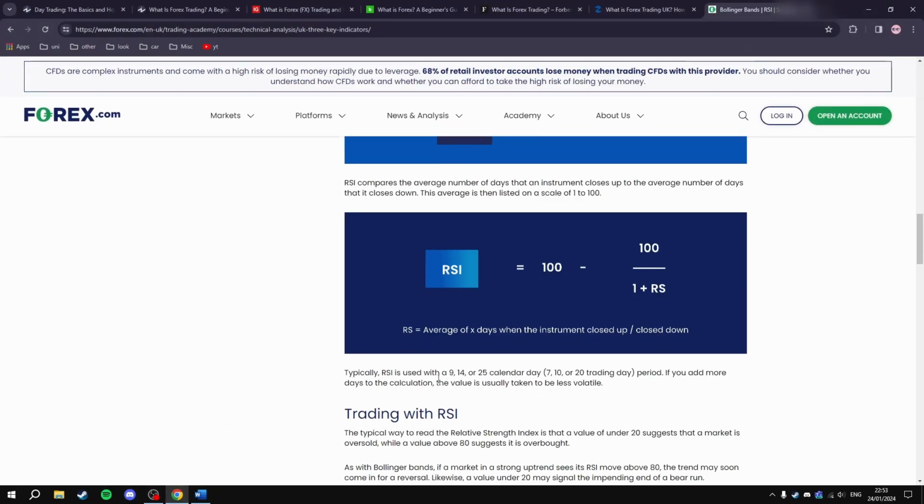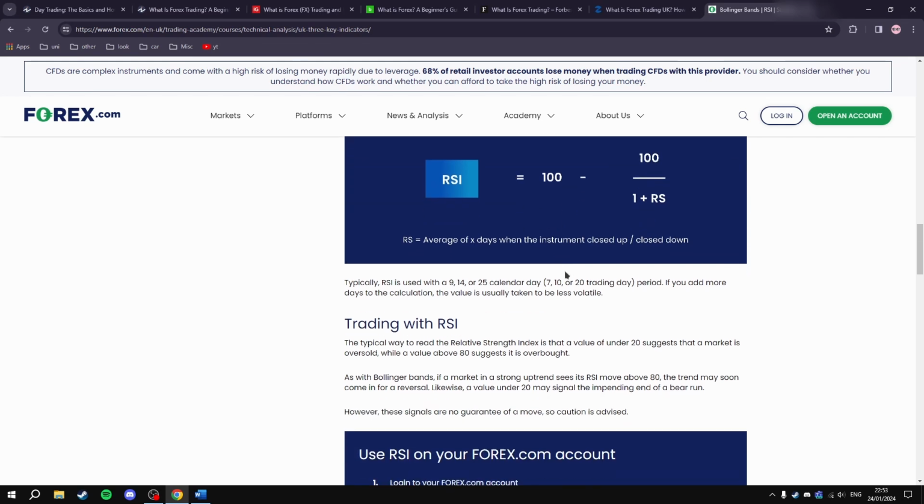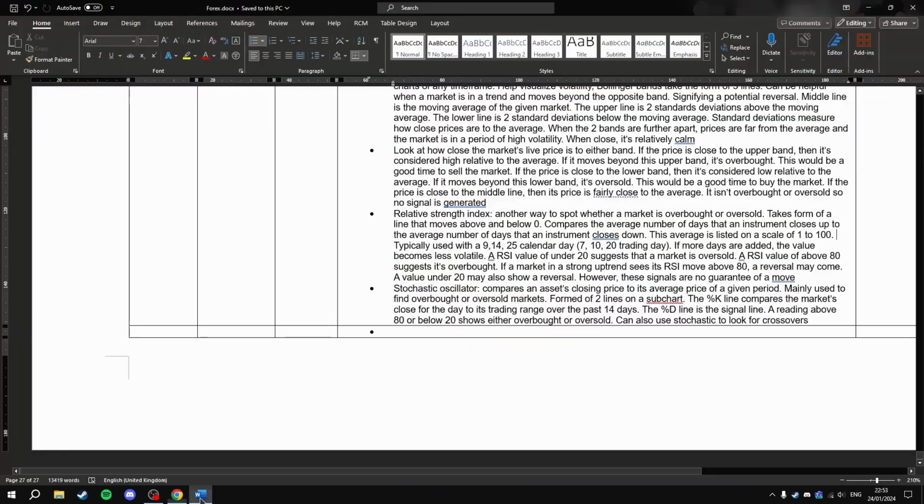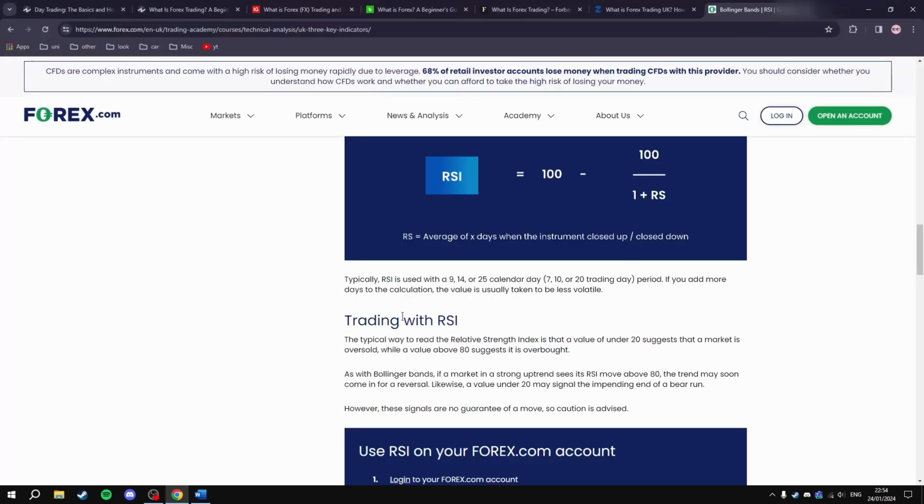Typically RSI is used with a 9, 14 or 25 calendar day period, or 7, 10 or 20 trading days, because Saturdays and Sundays they don't trade. If you add more days to the calculation, the value is usually less volatile.